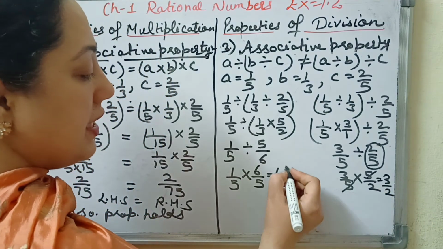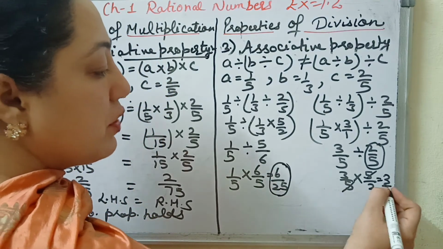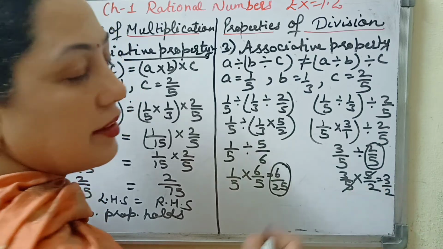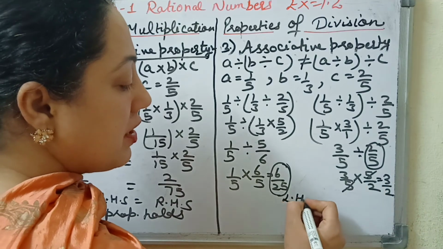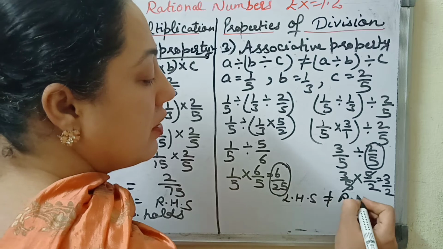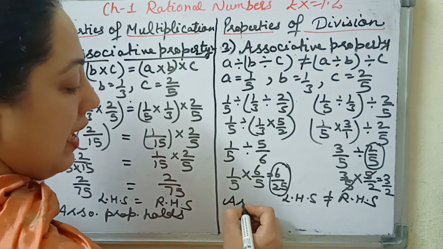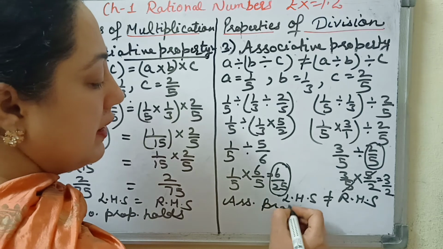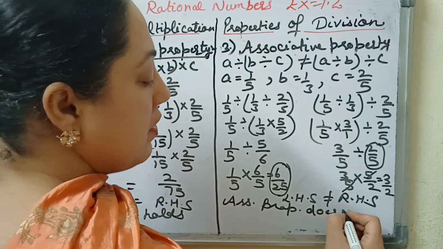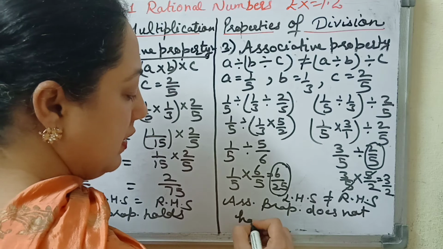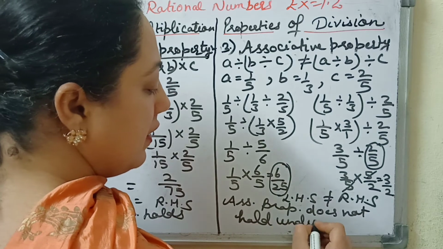Now here you will see in the right hand side there is 6 over 25 and in the left hand side 3 over 2. Both the terms are not equal. So left hand side is not equal to right hand side. So we can say associative property does not hold under division.